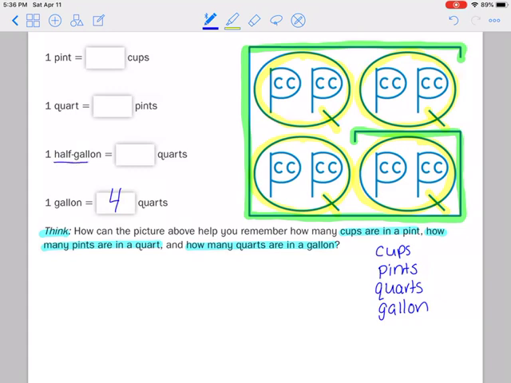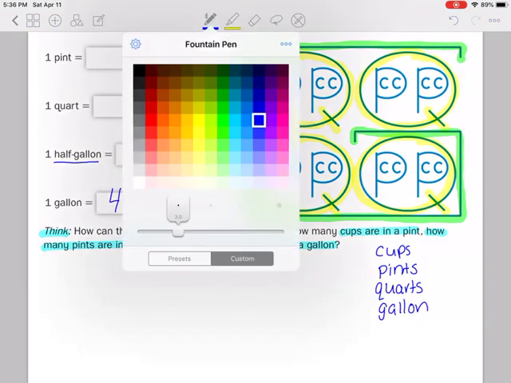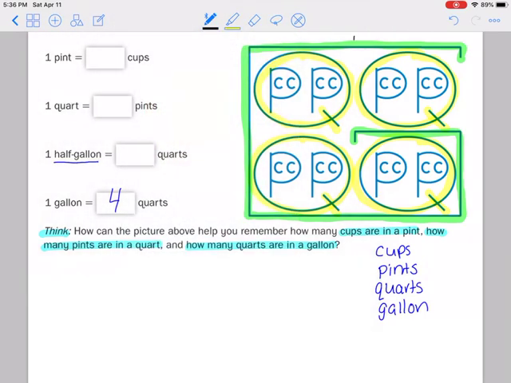Okay, so now they're saying a half gallon. How many quarts are in half of a gallon? So if I just draw an imaginary line down here, this shows 1/2 of a gallon, and this shows 1/2 of a gallon. And I notice that there's only 2 Q's in a half of a gallon. So there's 2 quarts for every half gallon.